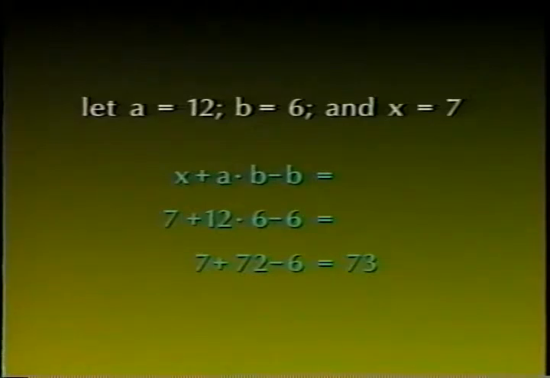X plus A times B minus B equals 7 plus 12 times 6 minus 6, or 7 plus 72 minus 6 equals 73.